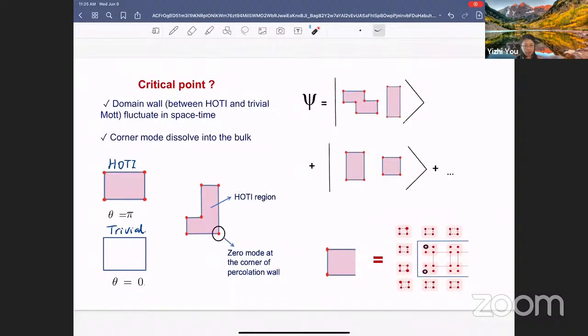So spatially, we can see that there is strong percolation between two distinct patterns, the higher order topological insulator at theta equal pi and a trivial insulator at theta equal zero. And once you have percolation, there is a domain wall which separates distinct regions. And at the quantum critical point, the domain wall strongly fluctuates in space-time. But what does it mean by a domain wall? What happens on the domain wall?